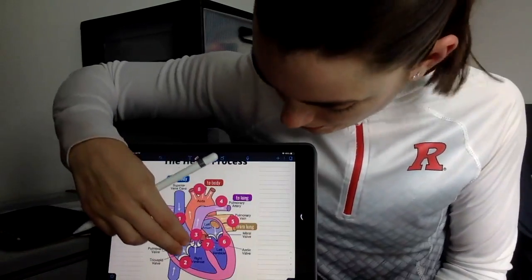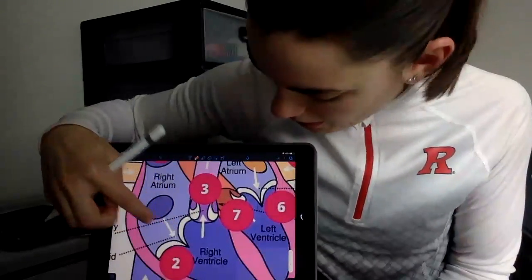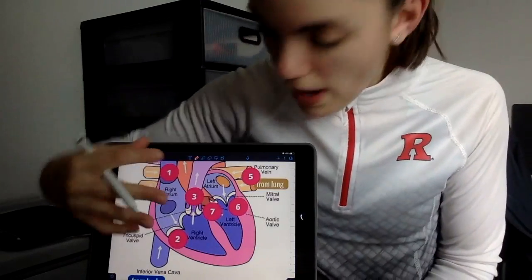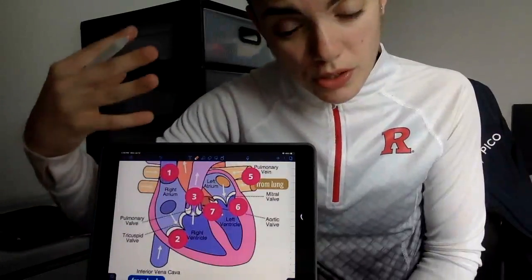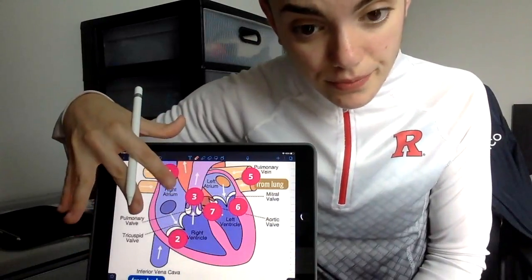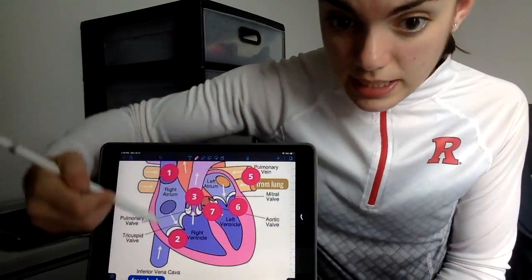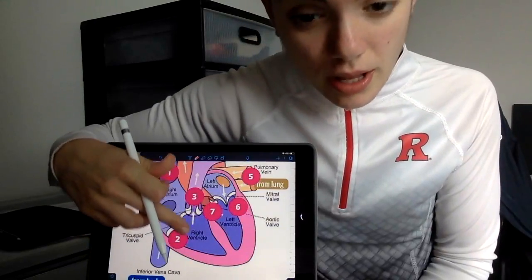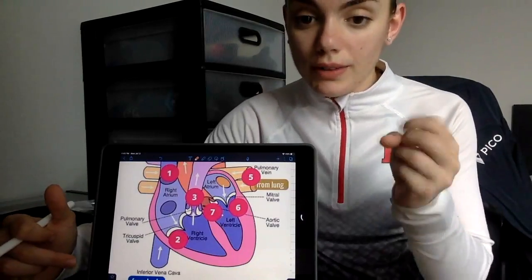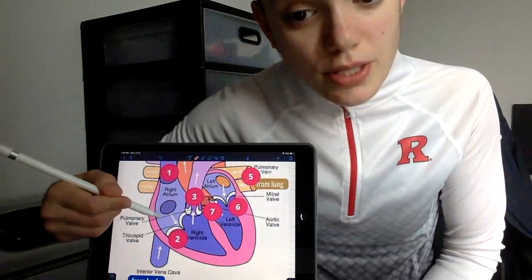Now, if we zoom in, we can see this little fold. This is called the tricuspid valve. When the right atrium contracts, or when it squeezes, this fold opens and the blood from the right atrium drains into this bottom part right here. This is called the right ventricle. That's our second chamber.